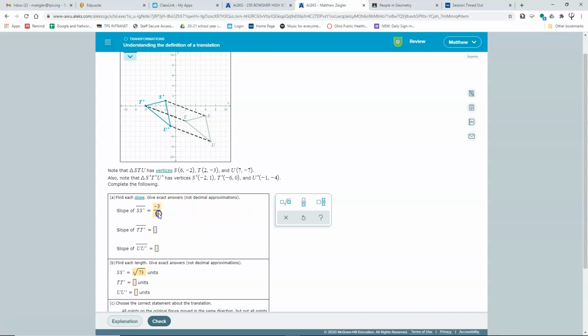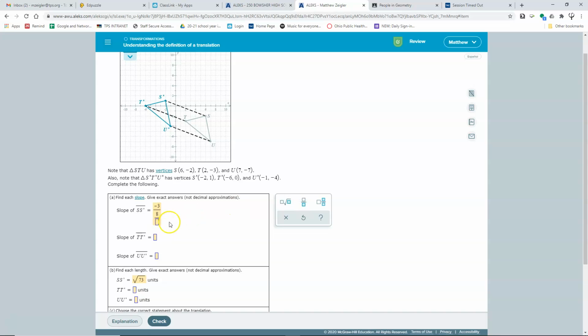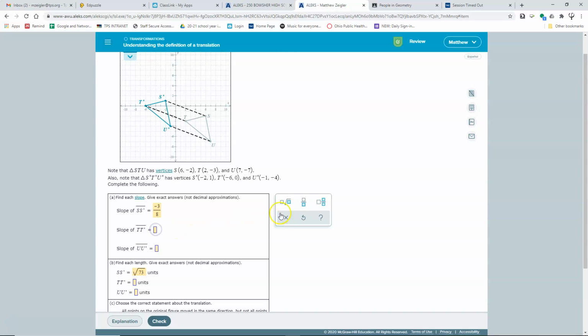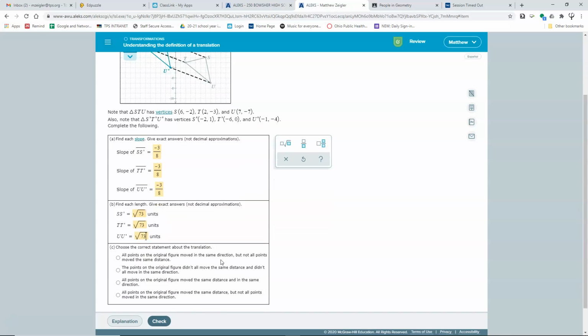Okay, so then it's just the same. Let me copy and paste that. Undo. I'll go down here. So we got negative 3/8, negative 3/8, and then go down here, negative 3/8. It's all the same. Negative 3 over 8. Oh, I put a 9 there. And then down here, this is going to be square root of 73. And then down here, square root of 73, because they're all the same.